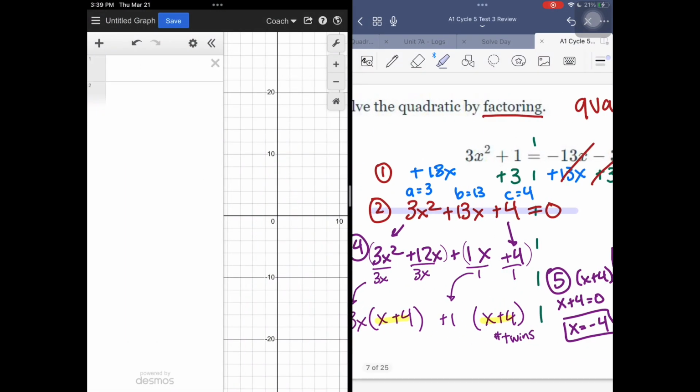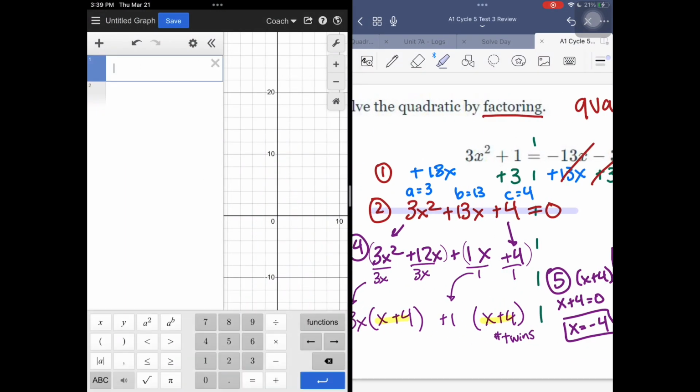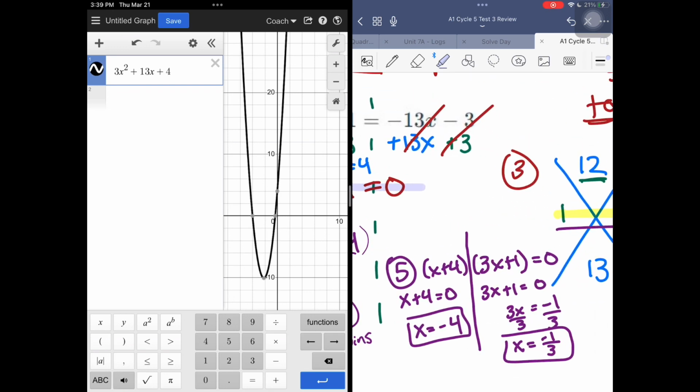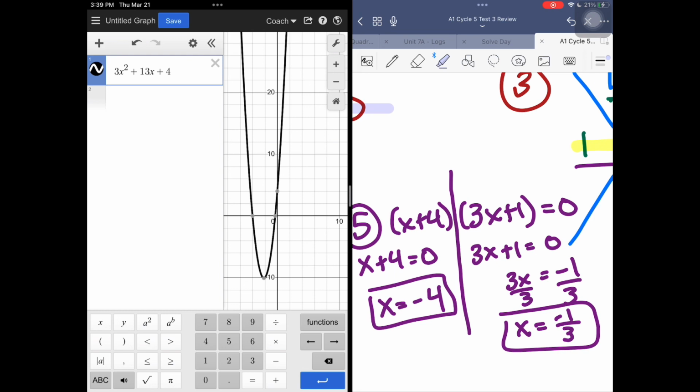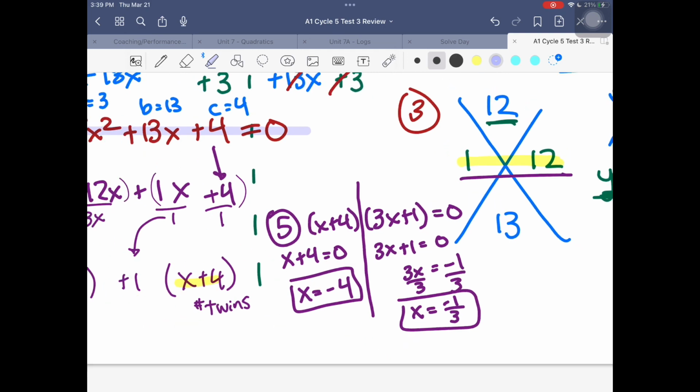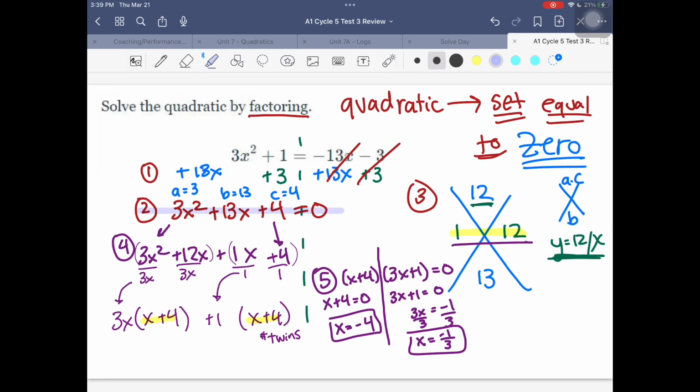If I come to Desmos, again, it's set equal to 0. So I'm going to put 3x squared plus 13x plus 4. Here are my solutions right here. That means I should have x-intercepts at negative 4 and negative 1/3. Bam, there's negative 4, and negative 0.333 is the same thing as negative 1/3. So you can use Desmos to check, but you need to have all your work. What's boxed in is your answer. That's a big one, so make sure you know how to do those.